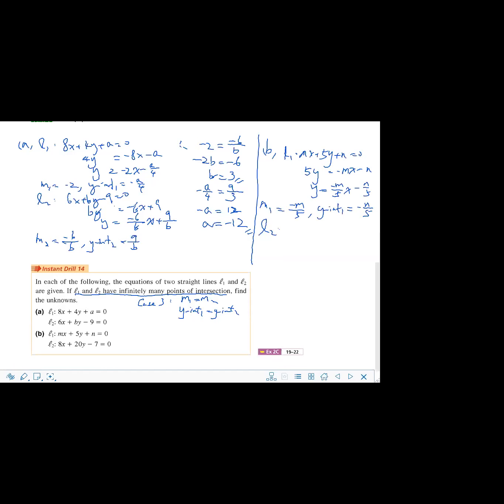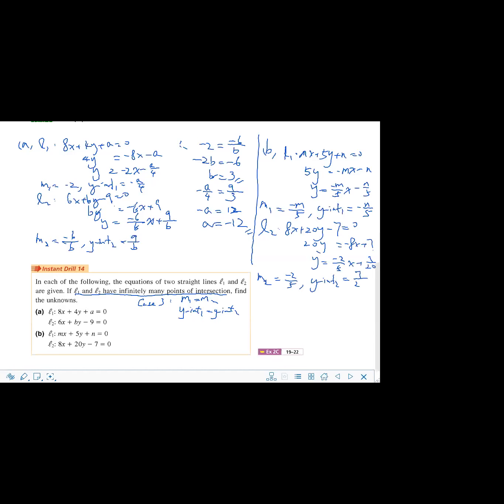For L2, we have 8x plus 20y minus 7 is equal to 0. 20y is equal to negative 8x plus 7. So y is negative 8 over 20, which is negative 2 over 5 x plus 7 over 20. Okay, which means that m2 is equal to negative 2 over 5, and then y-intercept 2 is equal to 7 over 20.